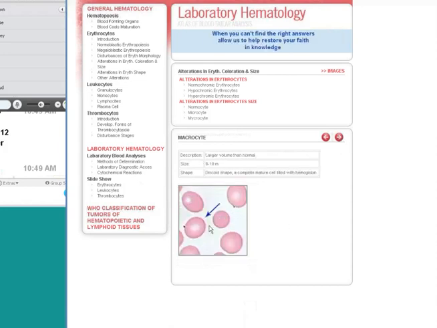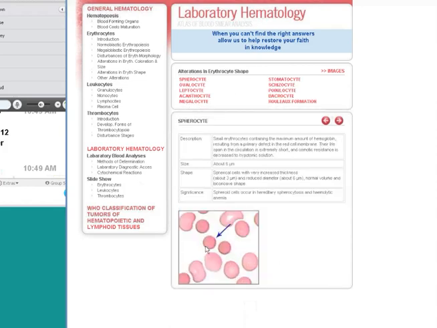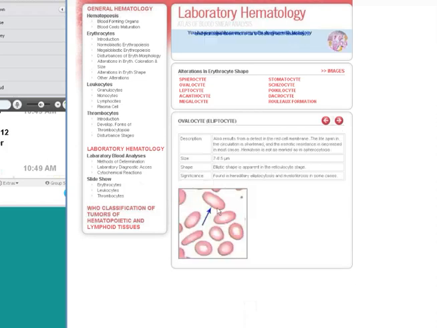Here's a macrocyte, or high MCV. Here's a spherocyte. These are probably microcytic as well, aren't they? That's due to the fact that they're no longer flat like frisbees. They're round like golf balls because they lost their internal proteins that keep their shape.